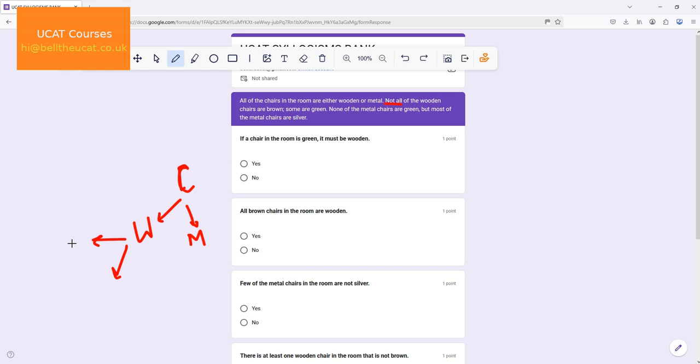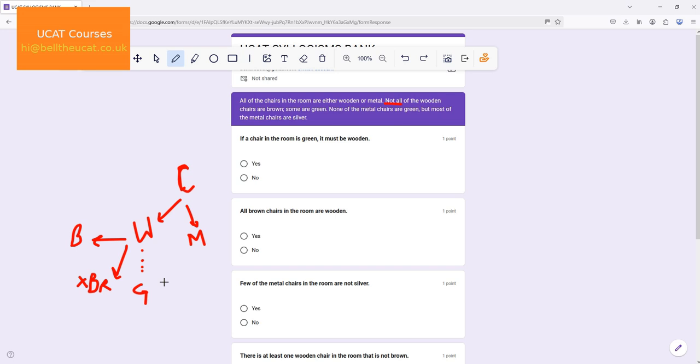Not all the wooden chairs are brown. I know some of them are brown. Some of them are not brown. Ready? Okay. I don't know what the proportion is. But some are green. Anytime you hear the word some, dotted line. The word is green. Ready? All right. Moving on.